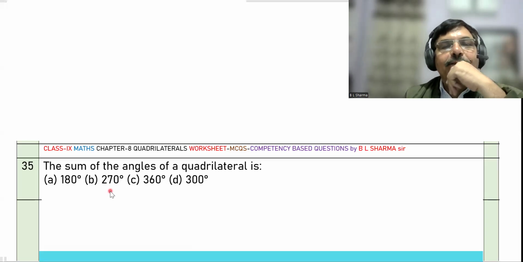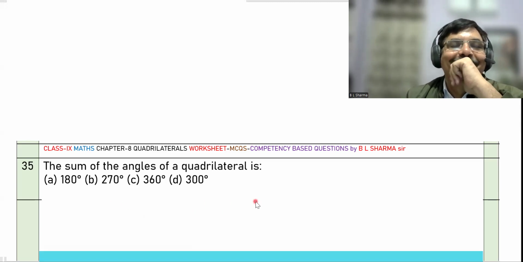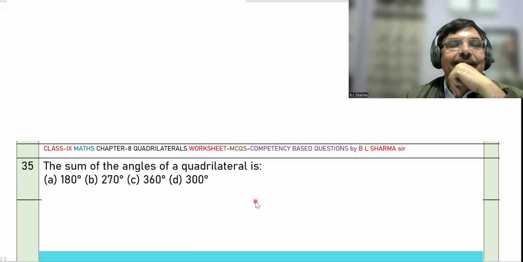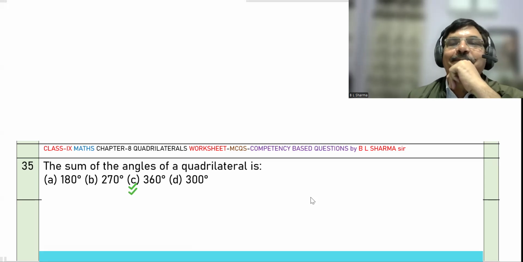The sum of all angles of a quadrilateral is, I think this is a very simple question for you. The sum of the four angles of a quadrilateral is 360 degrees. So thank you.